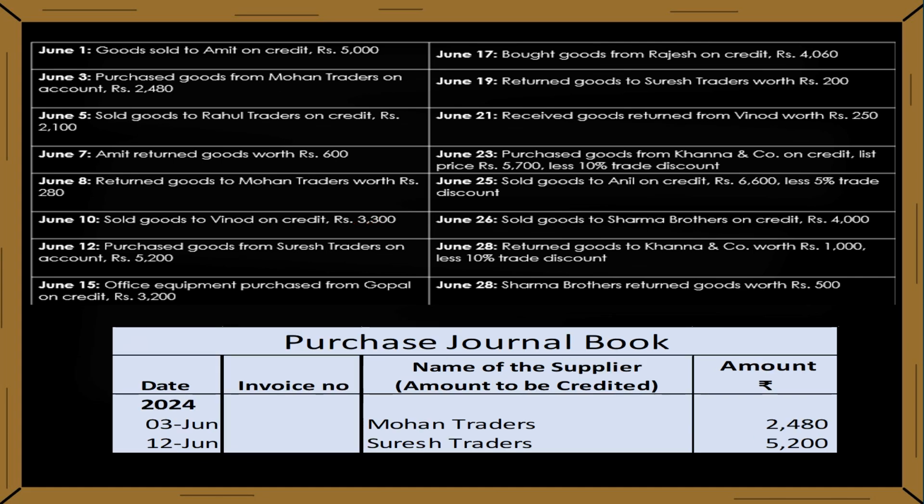June 12th, purchase goods from Suresh Traders on account rupees 5,200. On account means on credit. So we will go to purchase journal book. Date is 12th June. Name of the supplier is Suresh Traders and the amount is rupees 5,200.